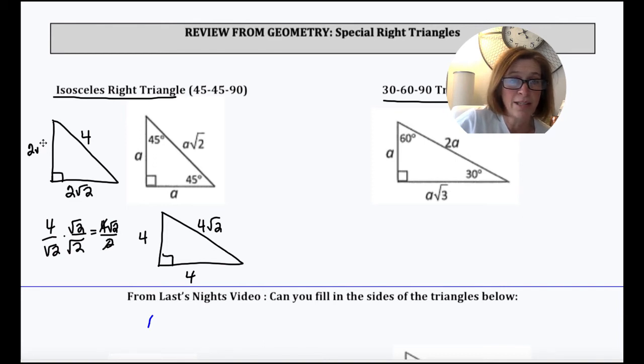Now, a few students in class have noted that if you're given a whole number for the hypotenuse, then the legs are going to be half that number, root 2. And that's true.